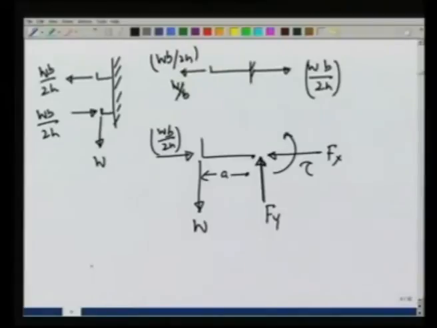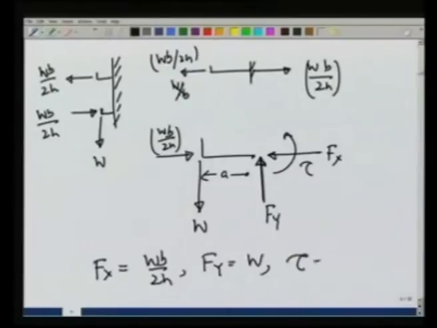Let us see what these values are. Straight away, Fx is going to come out to be Wb over 2H, Fy is going to come out to be W, and the torque is going to come out to be W times A, but not in this direction, because this is the same direction as the W is providing. The direction would be this way. So, this is the torque generated at the support.